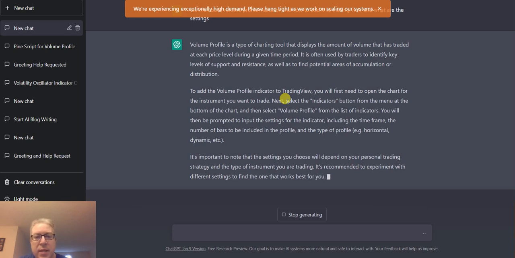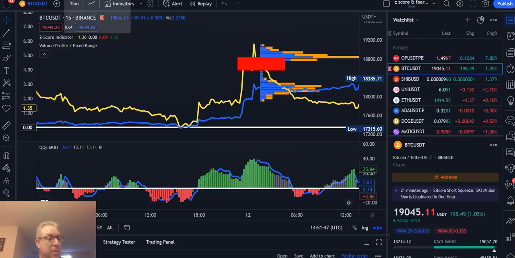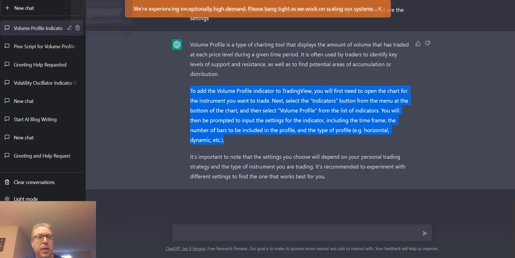Let's see the answers. Volume profile is a type of charting tool that displays the amount of volume that has traded at each price level during a given time period. It's often used by traders to identify key levels of support and resistance, as well as find potential areas of accumulation or distribution. Let's keep going. Wow, over 19,000. Everyone is shocked and in disbelief. If you use robots instead of social media influencers, you will be in a better position.